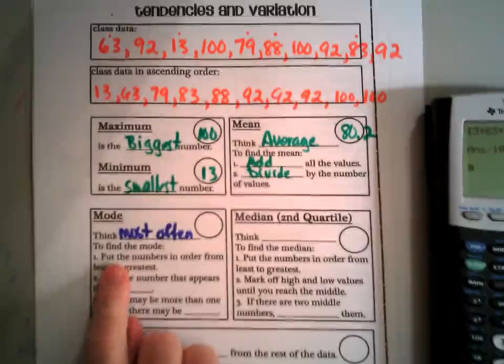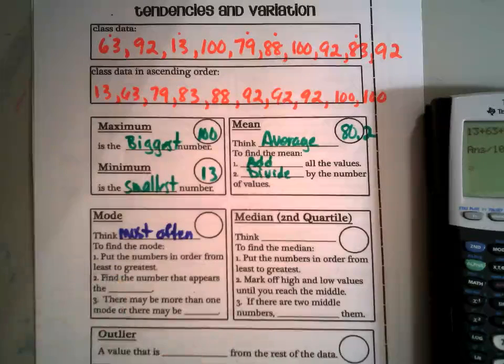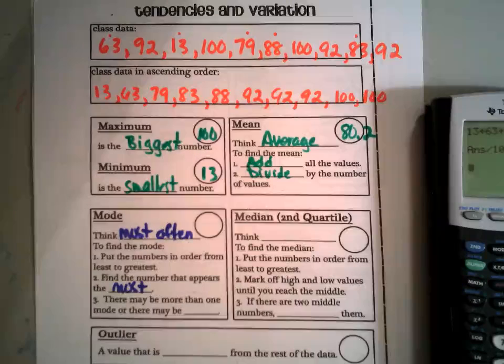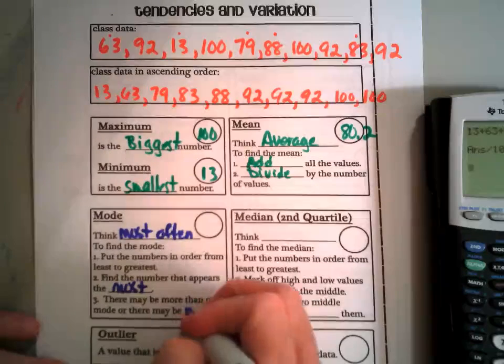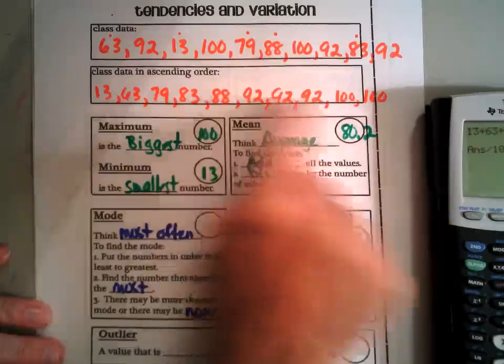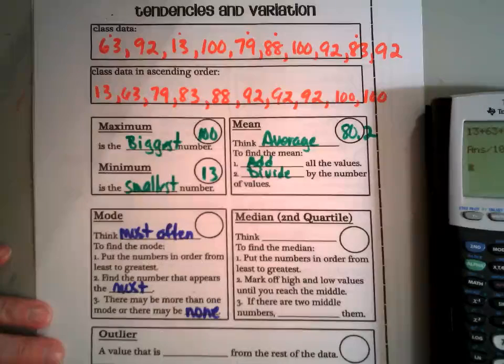Okay, put the numbers in order from greatest to least, or least to greatest, which is what we have. Find the number that appears the most. Okay, there can be more than one mode, or there can be none. It's possible that there's no mode. So, if every one of these values had only occurred one time, then there would be none.